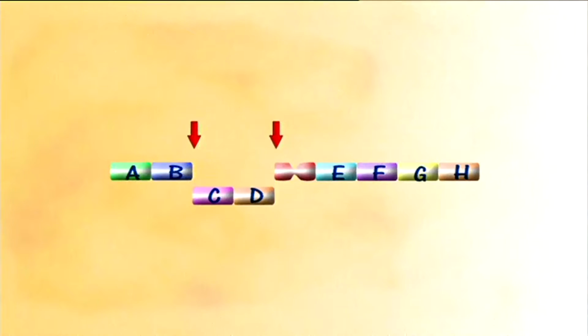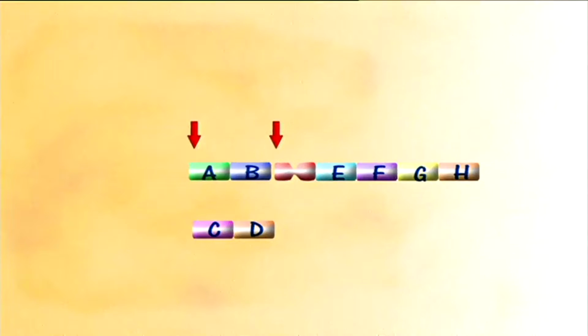Intercalary deletions result from two breakpoints within a chromosome arm and loss of the intercalary segment between these breakpoints. Let us now discuss the origin of chromosomal duplications.